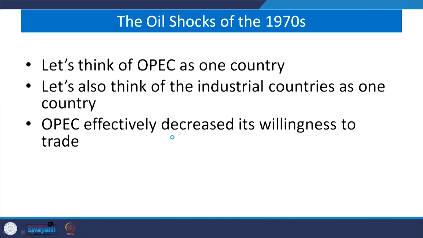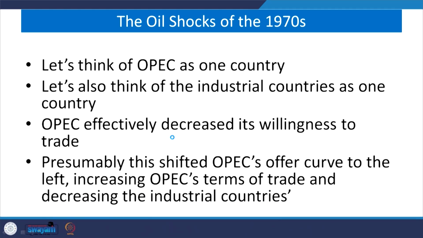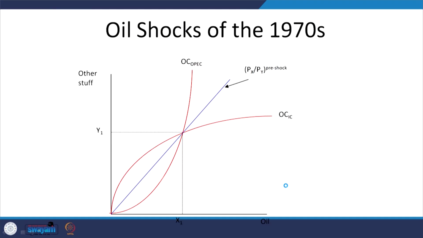OPEC effectively decreased its willingness to trade, as I just said, which has presumably shifted the OPEC offer curve to the left, because they impose higher taxes on their products, and their exportable products are charged at higher prices. So, OPEC's terms of trade increase because they charge high prices, and those of the industrial countries decrease.